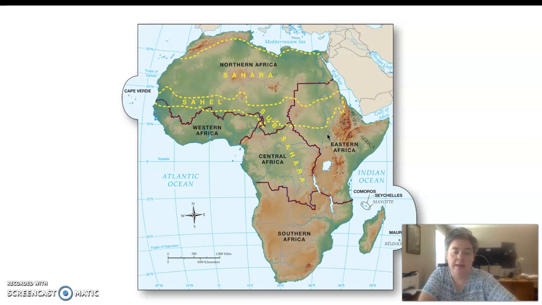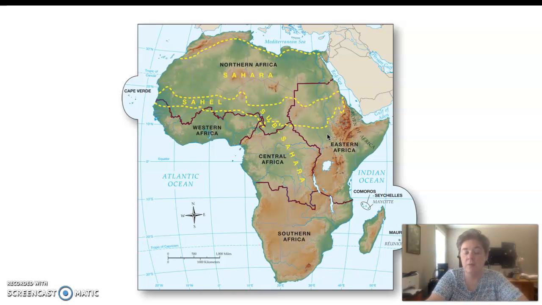is that you have the Sahara Desert in the north. Underneath the Sahara Desert is an area called the Sahel. This is grasslands. It's still very, very dry because it doesn't get a lot of moisture because of the desert to its north. And then underneath the Sahel is the Sub-Sahara. That is underneath the Sahara, okay, Sub-Sahara.